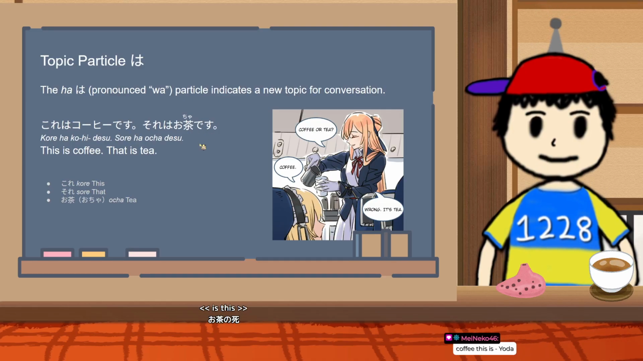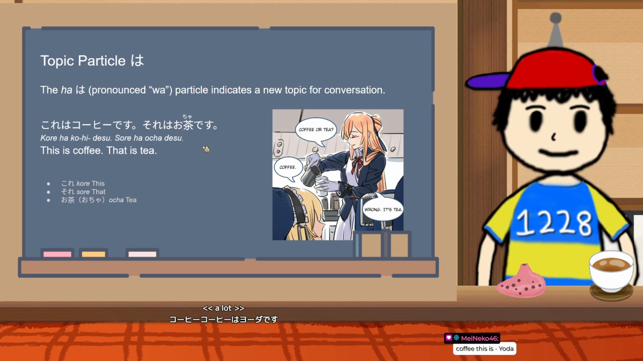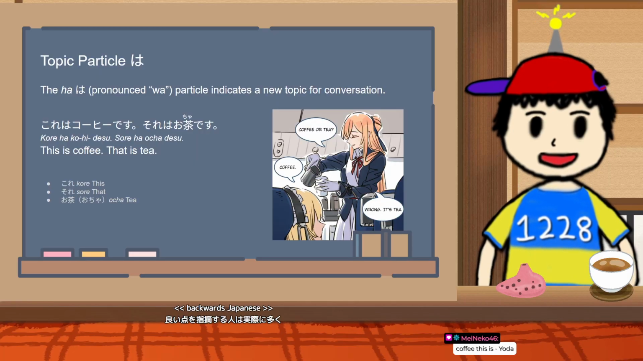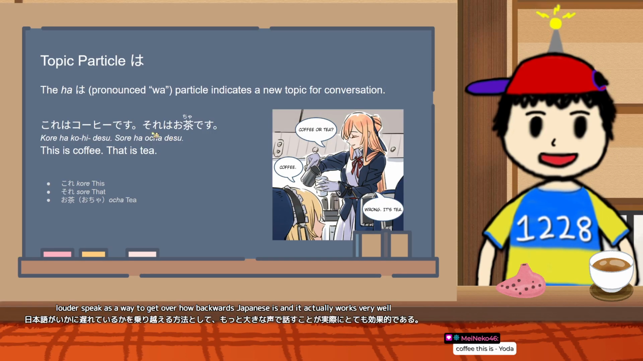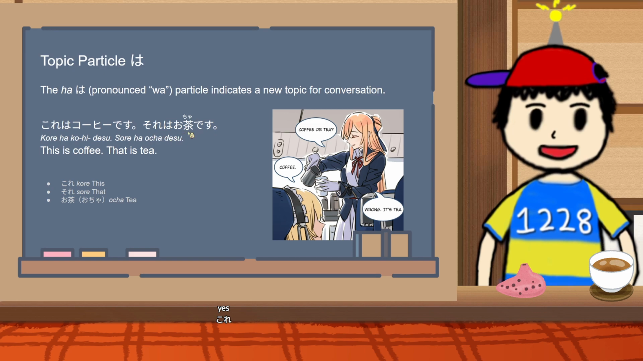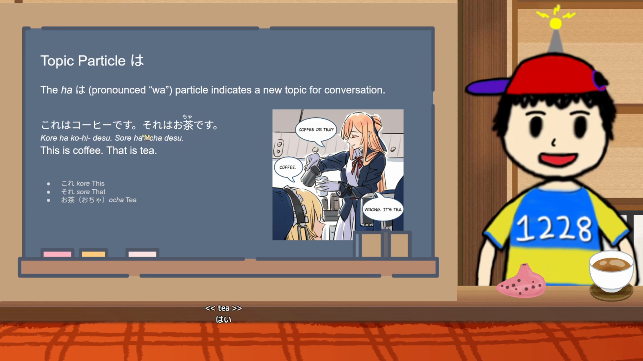Coffee is this, Yoda. You bring up a good point, actually. A lot of people use Yoda speak as a way to get over how backwards Japanese is, and it actually works very well. If we try it with this example, this coffee is. That's how Yoda would say it. This coffee is, versus this is coffee, right? But Yoda would say this coffee is. That tea is. Notice how it's almost one-to-one every single time. Thanks, Yoda. Very cool.